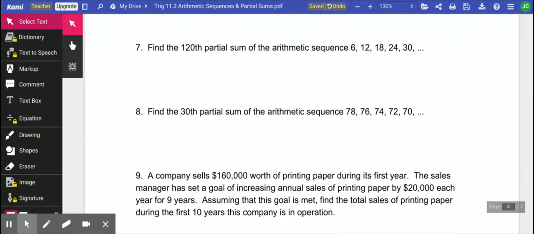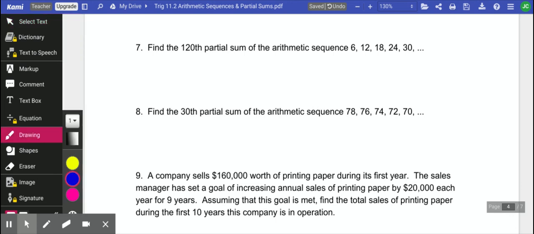All right, we want to find the 120th partial sum of this sequence. So we are finding the 120th, so we're going to do 120 divided by 2. a1 is 6. And, oh, it didn't tell us what the last term was. We don't know what, what are we missing? a120, sorry. Okay, so we need to figure that out.